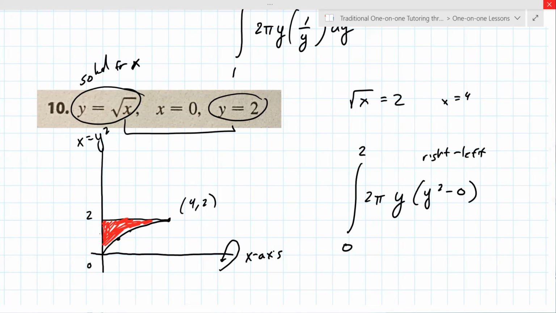So do you always do right minus left? Yeah. Whenever you're trying to figure out the y stuff, it's right minus left. All right. So then you dy. So then you integrate. Okay, move on to 11. Yeah, that's fine with me.